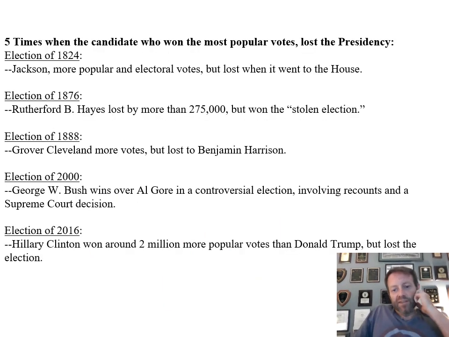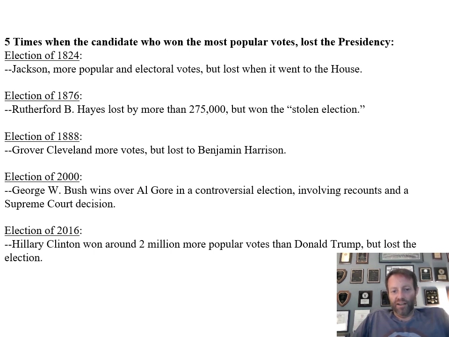Now, 5 times in history, the candidate who won the most popular votes lost the presidency. Some of these are more interesting than others. In 1824, Andrew Jackson was running, and there were 4 candidates. Andrew Jackson won the most votes and the most electoral votes, but he did not have a majority, which is over half. So the top three candidates then go to the House, and the House gets to vote.